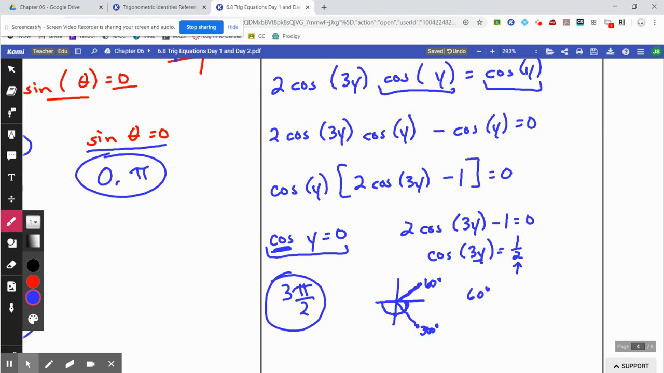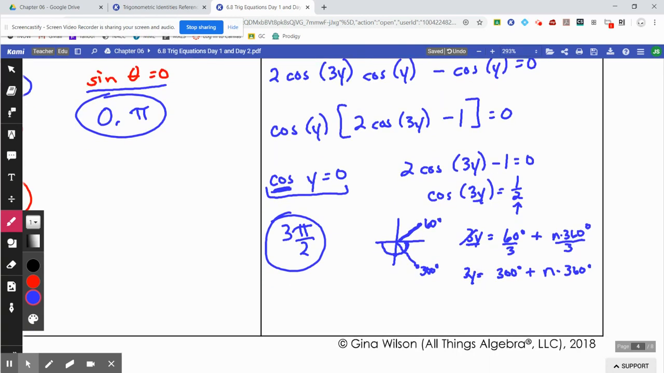So my answers are going to be 60 degrees. My angle, now careful, my angle is not y. My angle is 3y. My angle is going to equal 60 degrees plus a rotation. Every 360 degrees, that answer is going to reoccur. So plus n times 360. My answer is also 300 degrees, and that answer is going to reoccur every 360 degrees as well. So to get y by itself, to figure out what y is equal to, let's divide everything by 3. Divide by 3 and divide by 3.